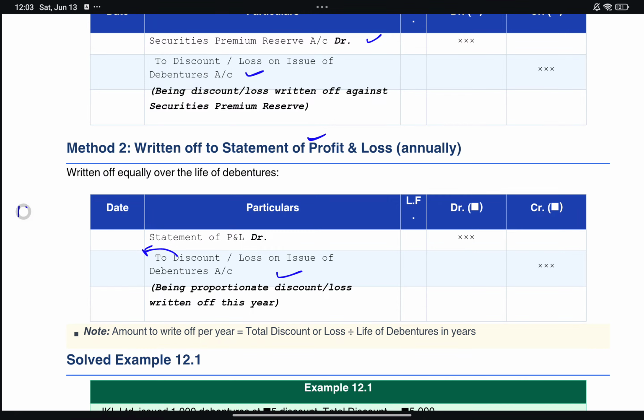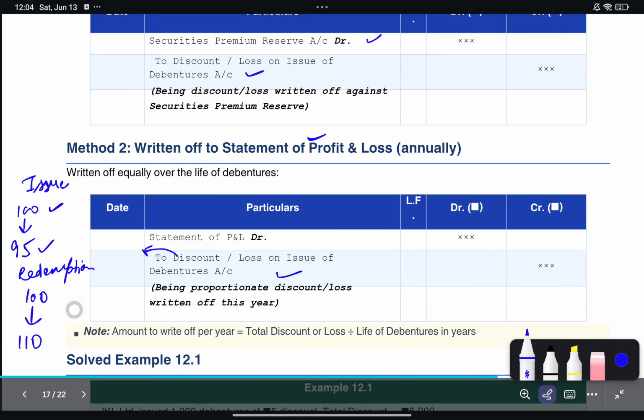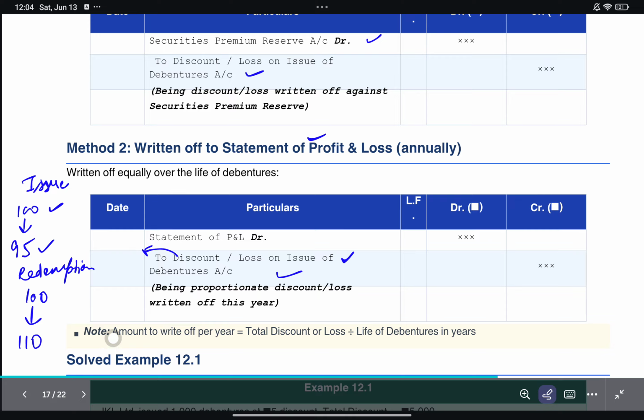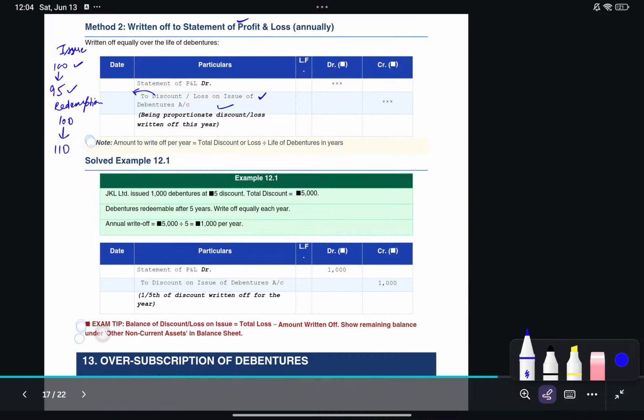What is discount on issue of debentures? That is, when we issue debentures we give a discount to the customer, that is, a 100 rupee debenture is given at 95. This is at the time of issue. But at the time of redemption we give a premium to debenture holders, that is, my debenture is of 100 rupees but I am paying the debenture holder 110. This is premium on redemption, and it is known as loss on issue of debentures. Got it? It is also a loss for the company.